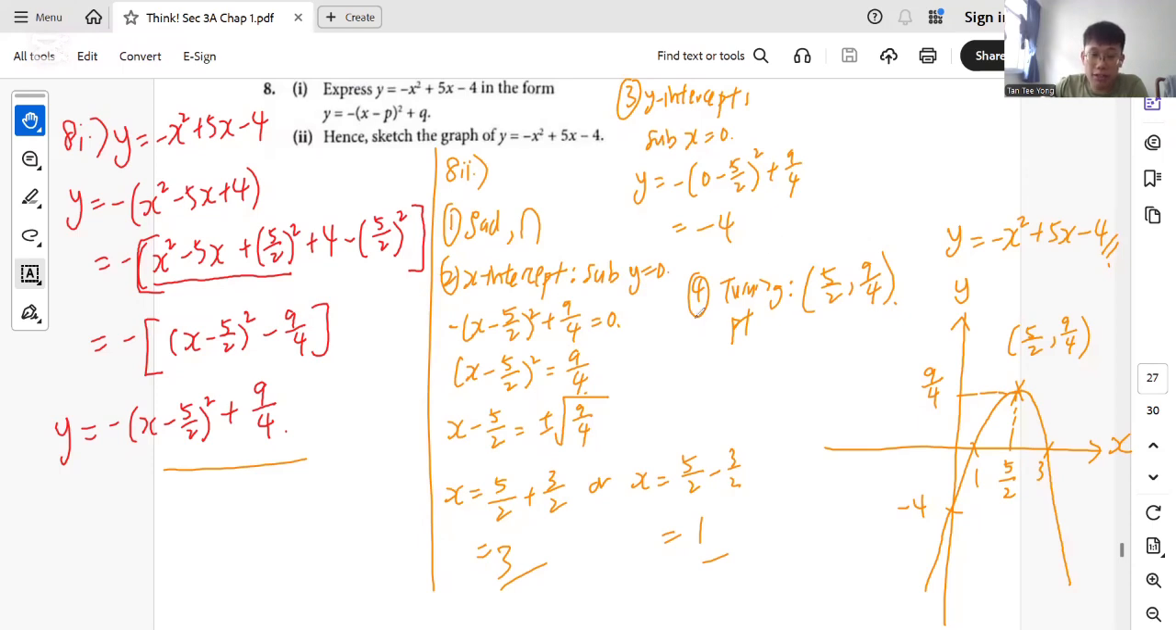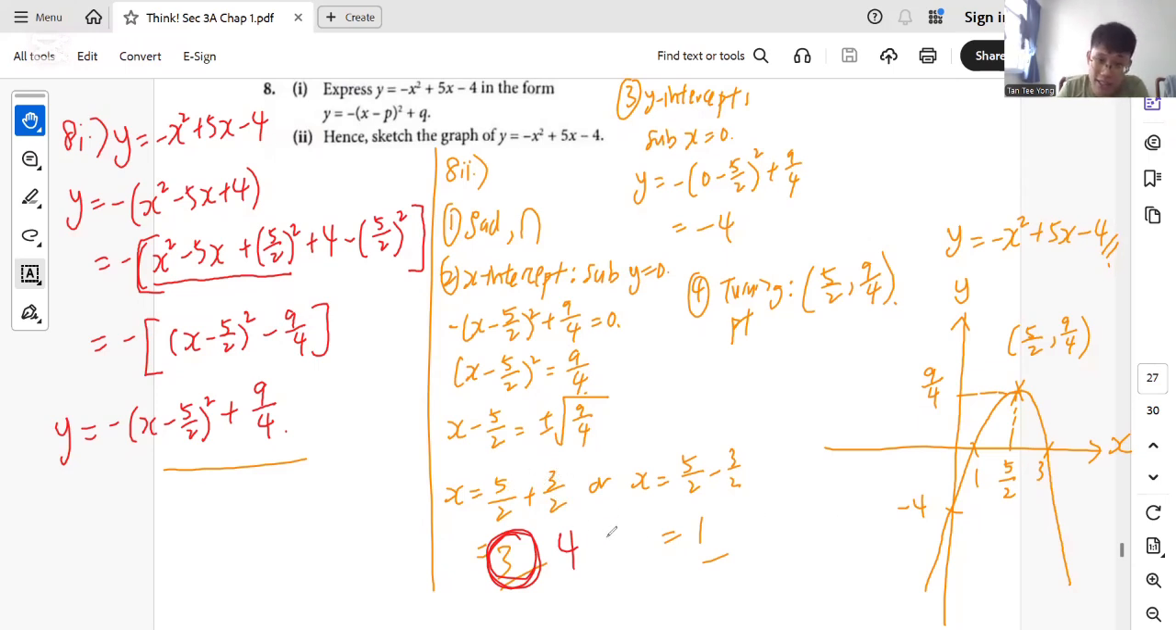Sorry, guys, I want to interrupt. I want to add in something. Just now I calculated the x-intercept, it's 3 and 1. Actually, it's not 3. Calculation error, it should be 4. Because 5 plus 3 is 8, so 8 divided by 2 is 4.